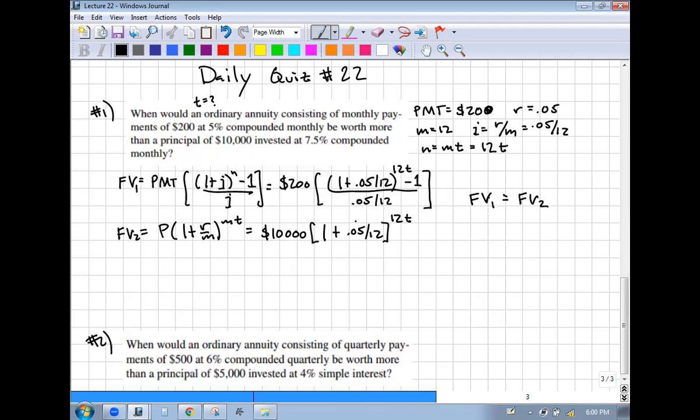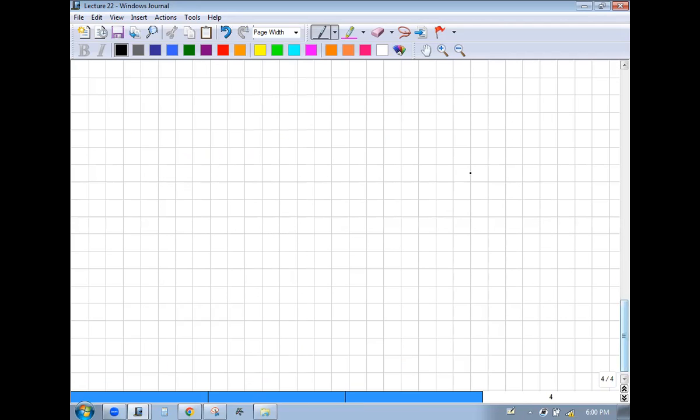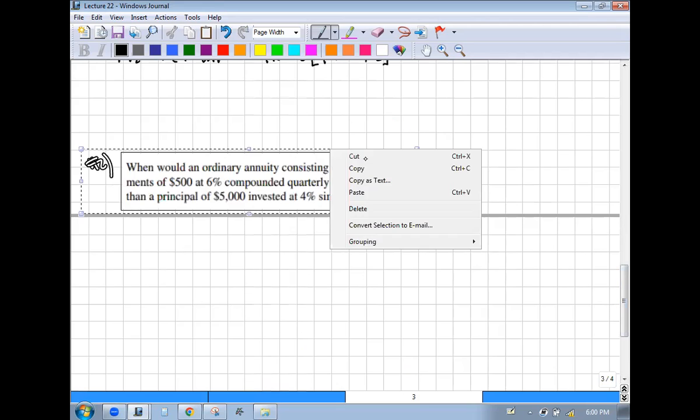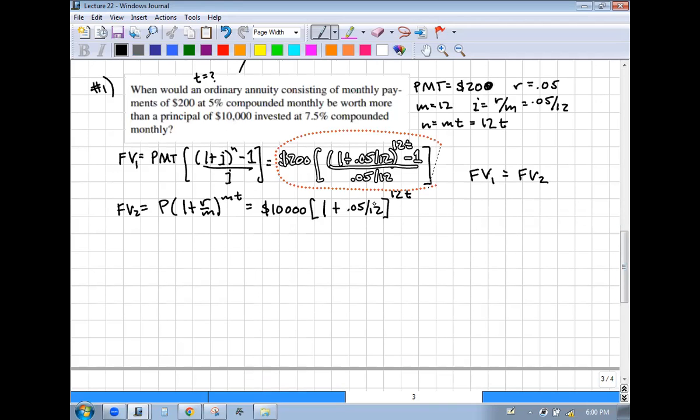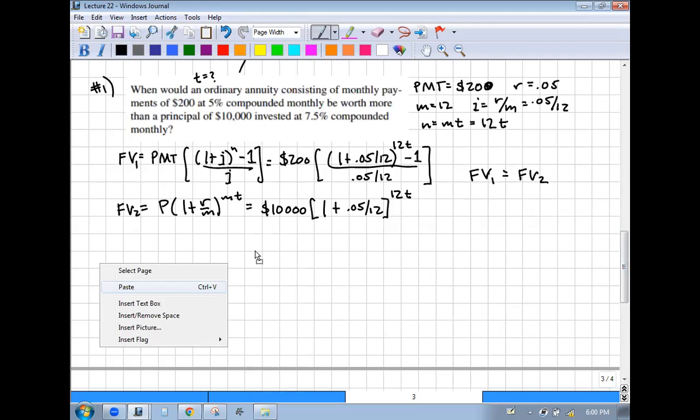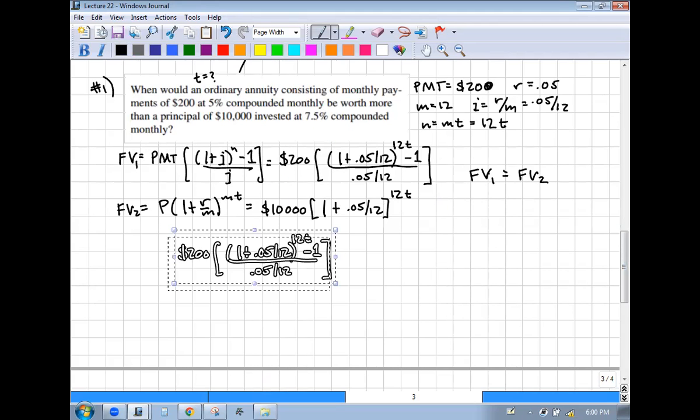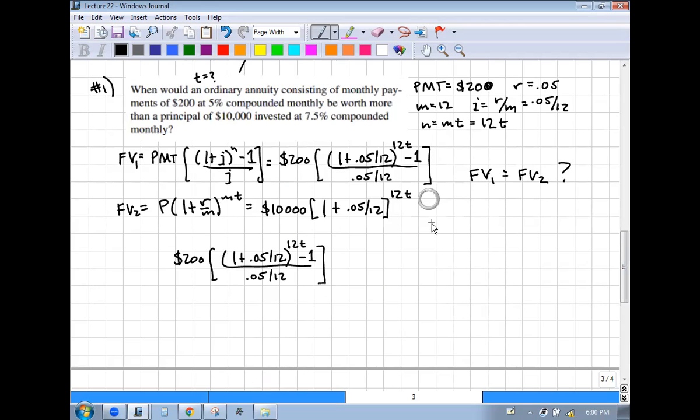So let me make some more room here. Set these equal to one another. This is what we want to find out, equal to this.